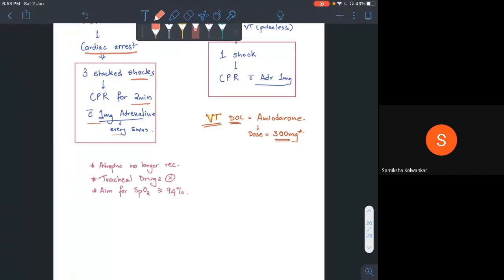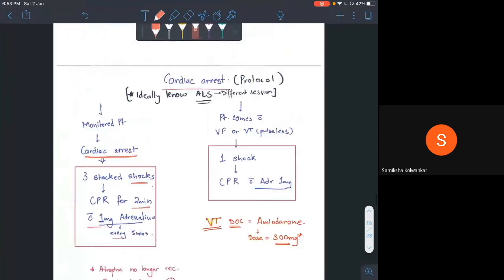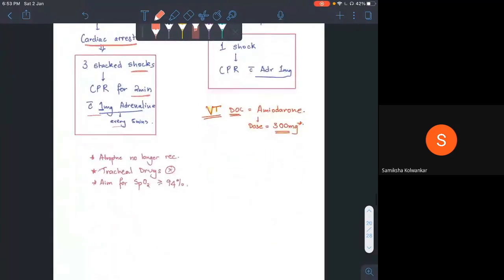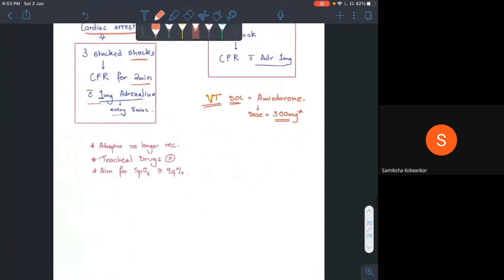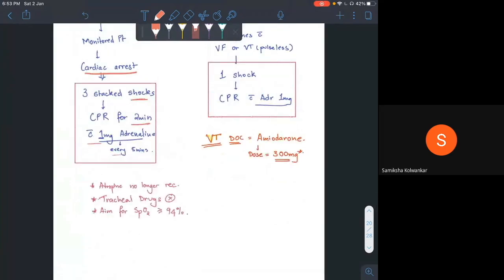Atropine is also something which even now you will see residents give, but it's ideally not supposed to be given because it interacts with the other management drugs of antiarrhythmic origin. So in case you need to give antiarrhythmic drugs later on, having given atropine will cause issues because it's going to push the heart back into arrhythmia.